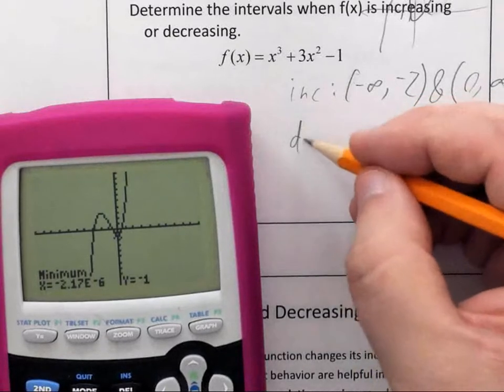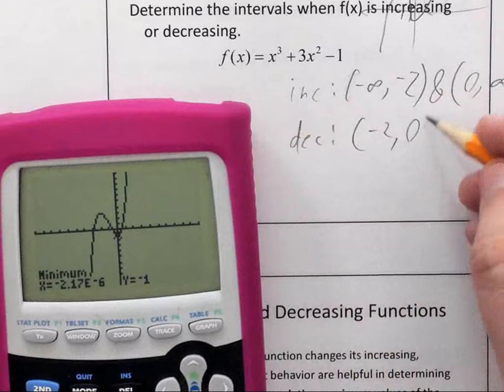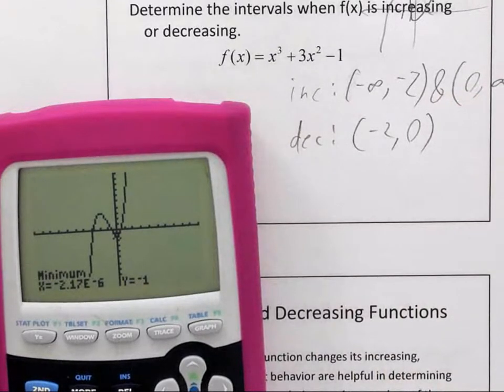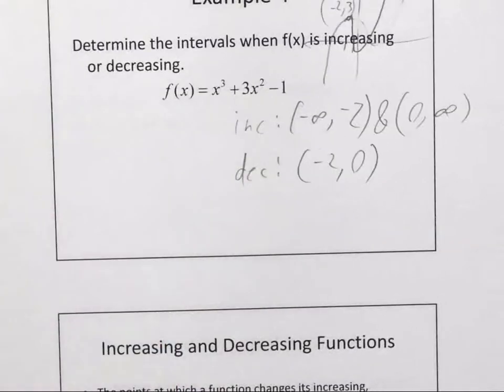So that means the only time it's going to be decreasing is between those two things. So in other words, from negative 2 to 0. Okay?